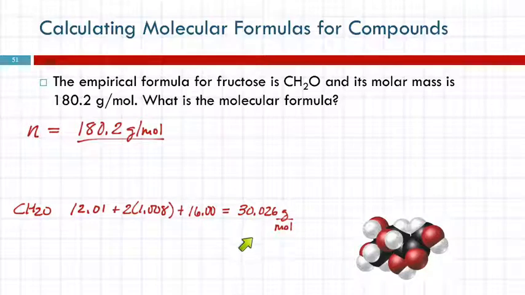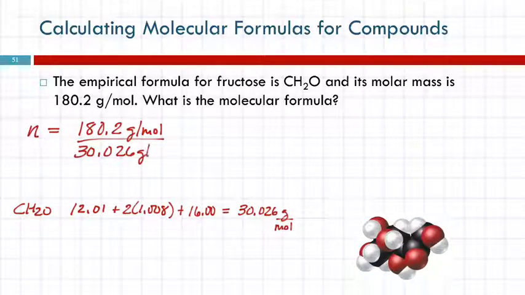This is much smaller than the actual molar mass. The empirical formula and the molecular formula for this compound are not the same. I want to find out how many times bigger is this number than that number. This one, 30 and 180, we can kind of just do it in our heads. It's 6, isn't it? But some of them, most of them, you can't just do in your head. So this is how you figure it out.